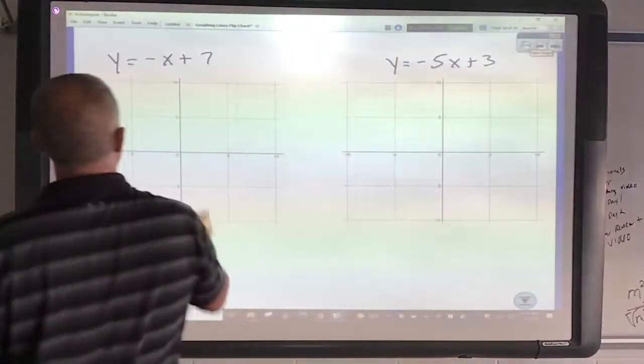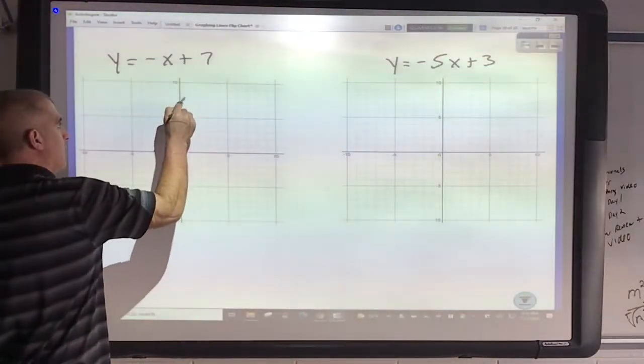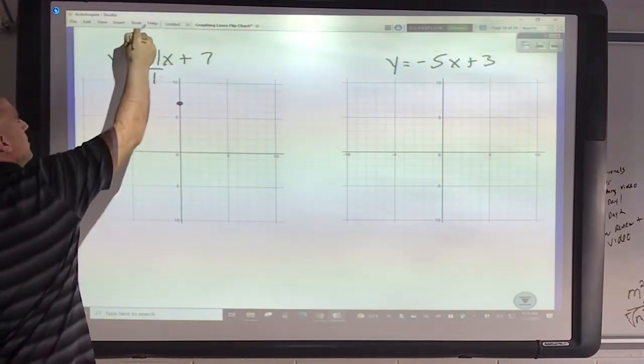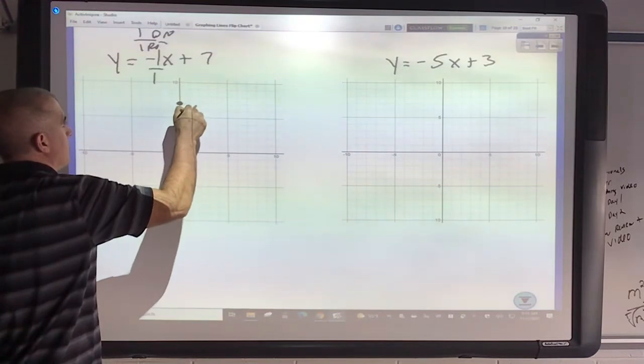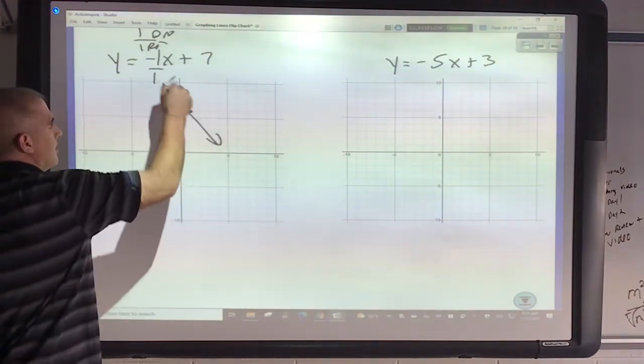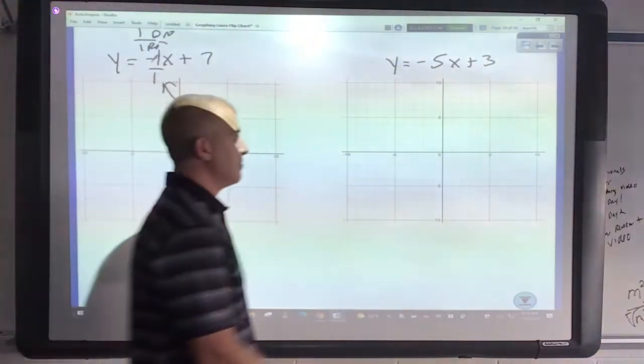All right. This would be +7 on the y-axis, -1 over 1. So 1 down, 1 right. Again, 1 down, 1 right. Connect the dots. Negative slope, good shape.